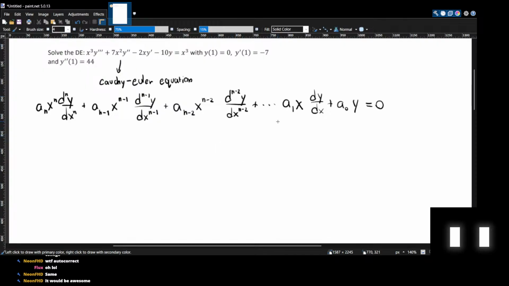Alright, so the Cauchy-Euler equation comes in this form. How you do it is you solve it.